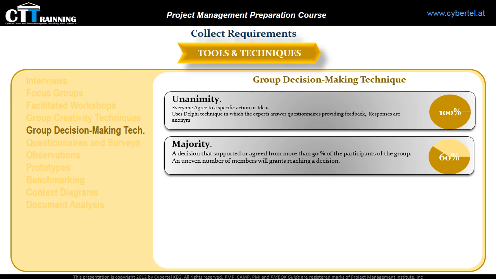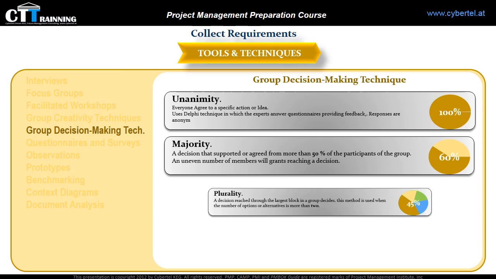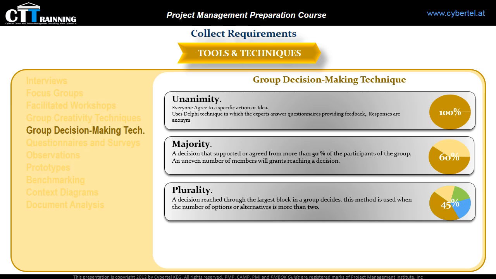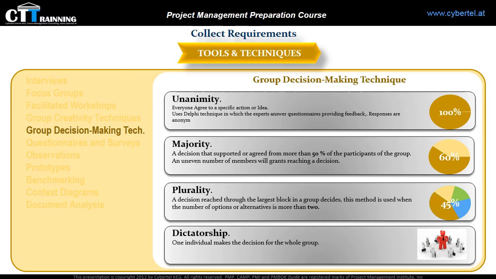Majority. A decision that is supported or agreed by more than 50% of the participants of the group. An uneven number of participants will ensure reaching a decision. Plurality. A decision reached where the largest block in a group decides. This method is used when the number of options or alternatives is more than 2. Dictatorship. Here one individual makes the decision for the whole group. These are the best-known group decision-making techniques that can be applied to the group creativity techniques while collecting requirements.